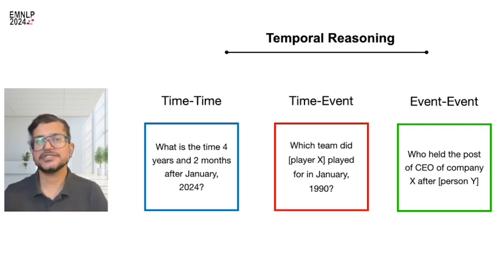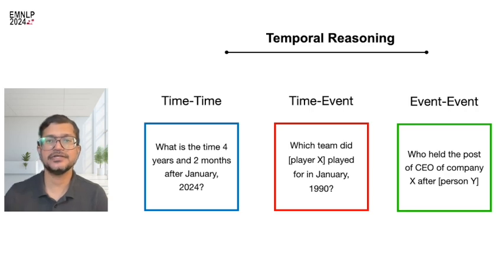Temporal reasoning is an ability in large language models to comprehend and reason about the nuances in time-sensitive queries. In literature, temporal reasoning has been broadly categorized into three different types.